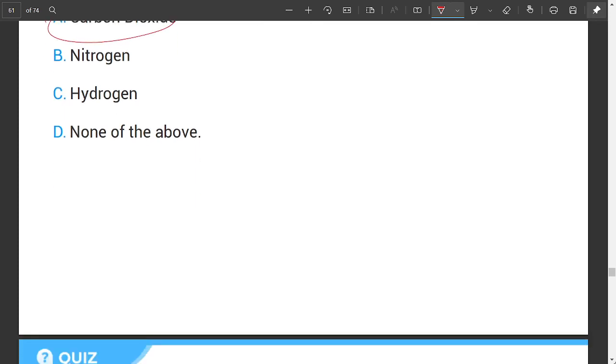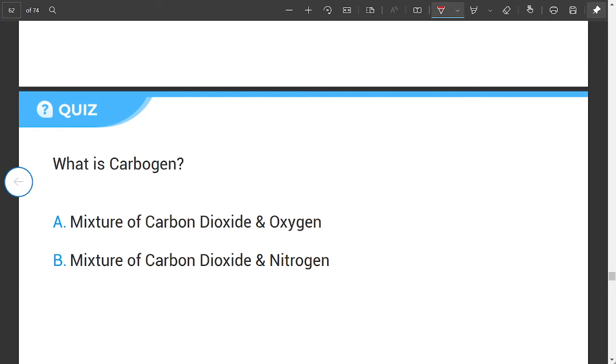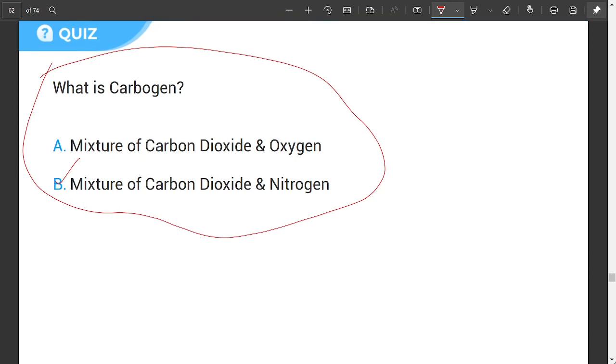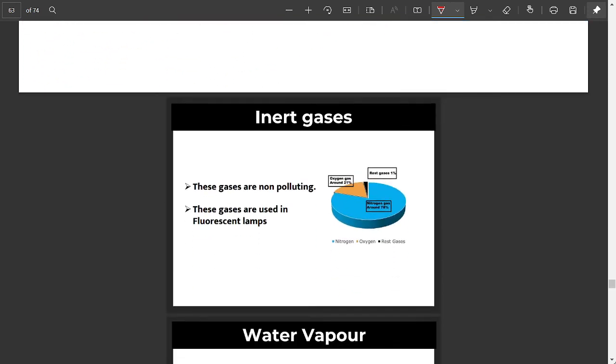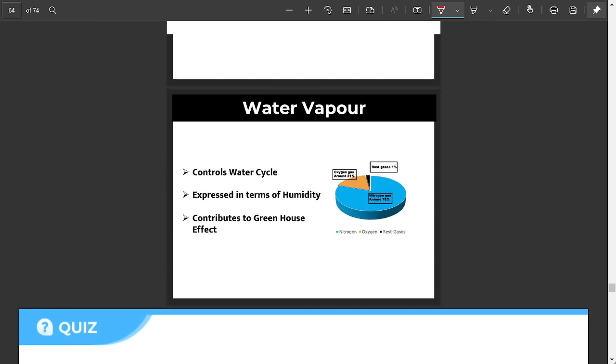You already know it. What is carbogen? If you tell this, I'm going to be very, very happy. Yes, B is the answer. Carbon dioxide and the nitrogen mixture. Inert gases. These gases are non-polluting. These gases are used in fluorescent lamps.